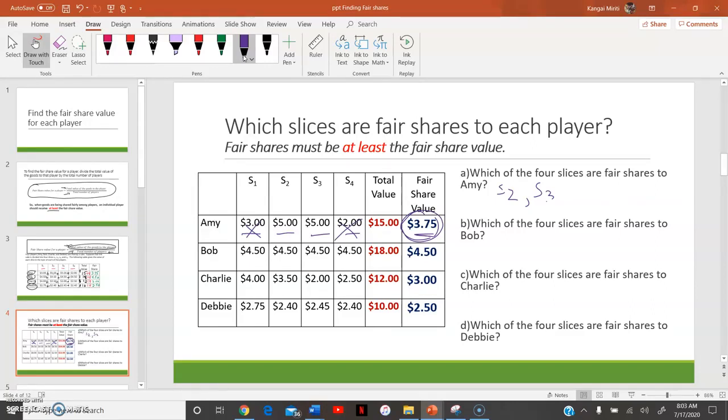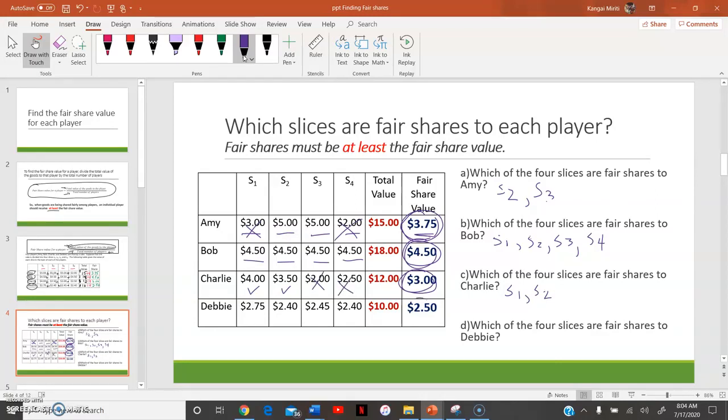Which of the following slices would be fair for Bob? Take a look. Bob's fair share value is $4.50, and it looks like all of these pieces are worth at least $4.50. So we could say that slice 1, slice 2, slice 3, and slice 4 are fair shares to Bob. Which of the following are fair shares to Charlie? His fair share value was $3. Let's check it out. That piece would be fine. This piece would also be fine because it's at least $3. These two would not be fair because they're not at least $3.